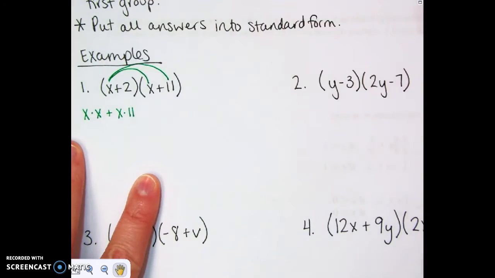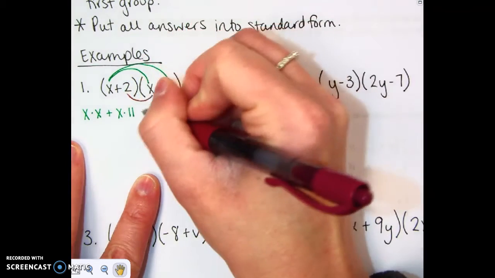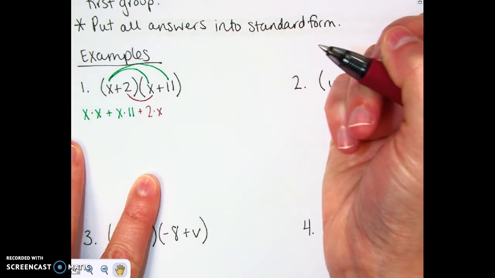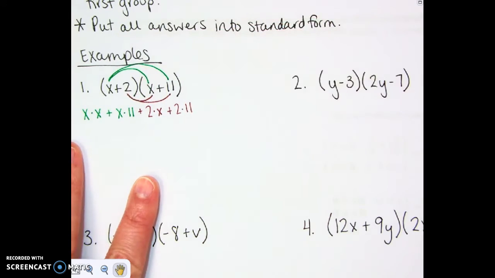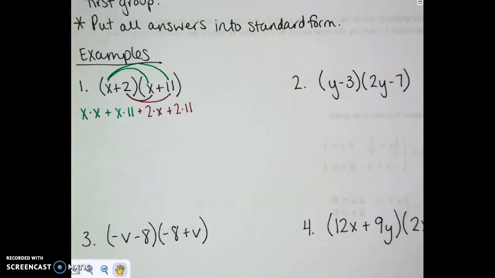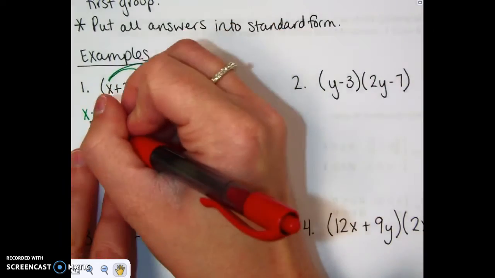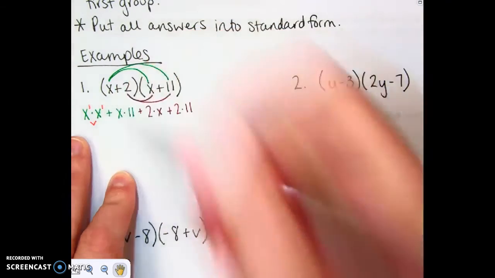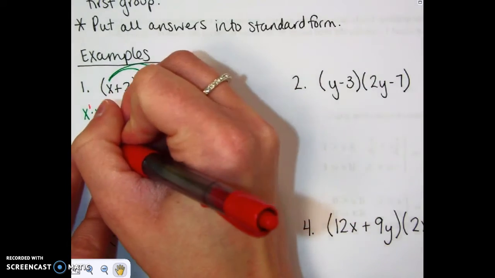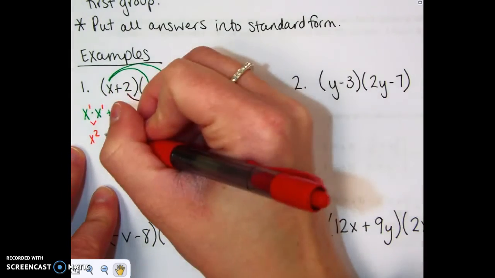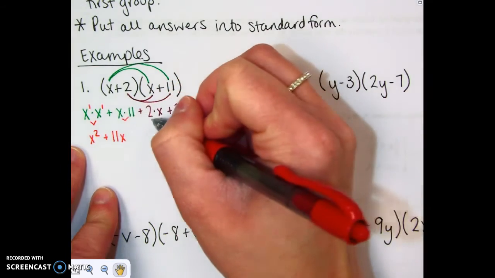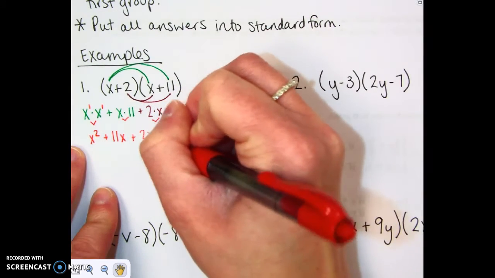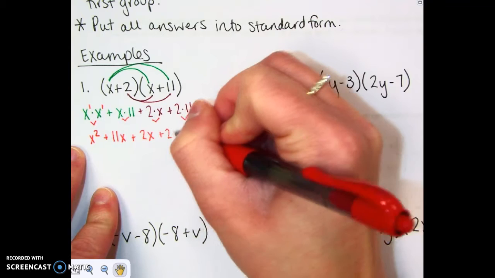So I'll switch colors here. And now I'm going to do plus 2 times x and 2 times 11. Okay, now you're going to simplify. X times x. Remember, they each have a 1 for their exponent. You add them together, so that's x squared. Plus, x times 11 is just 11x. And then 2 times x is 2x. 2 times 11 is 22.